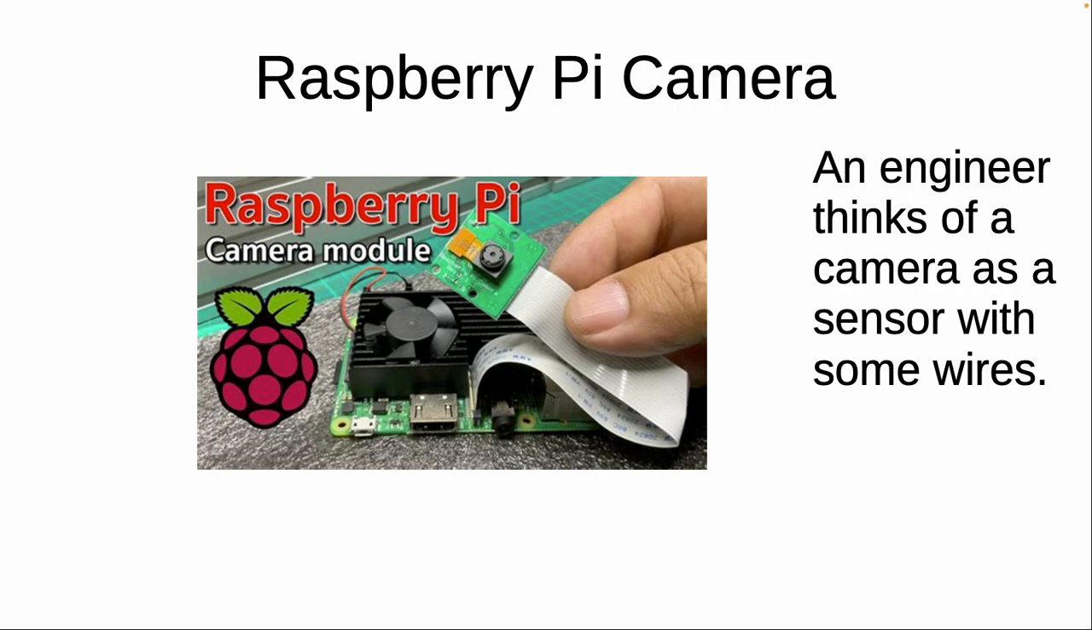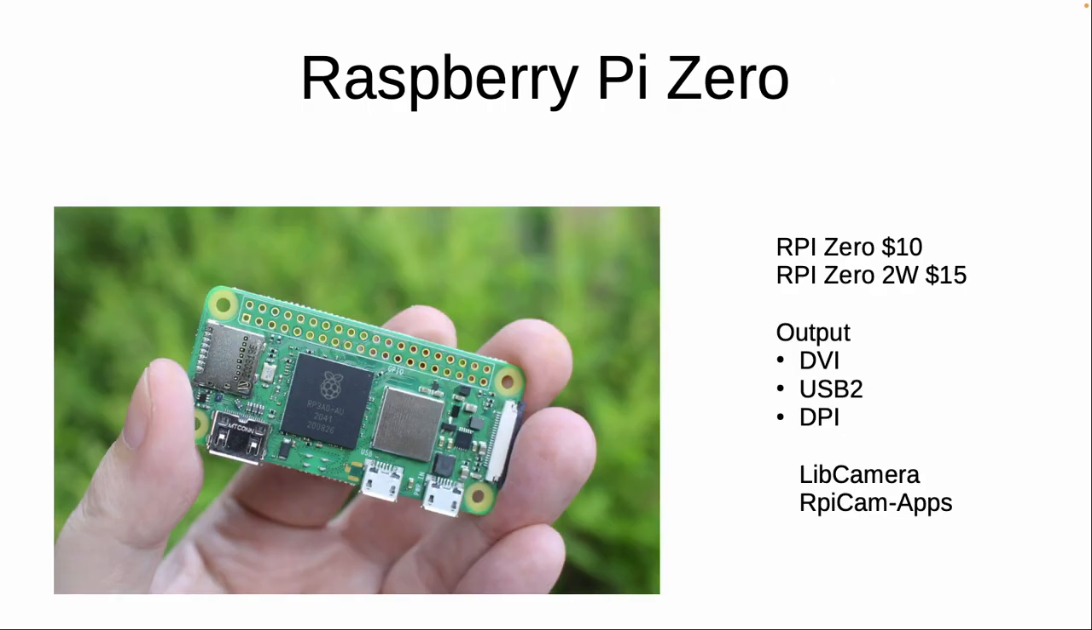It's got a sensor, it's got a lens, it's got some cables, it's got some electronics. And what you can do with these is plug them into the Raspberry Pi Zeros. The Zero is only $10. The Zero 2W is $15. It gives you 4 cores instead of 1. It's got a DVI output, USB 2, DPI interface.